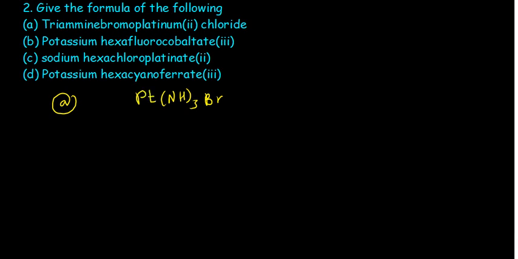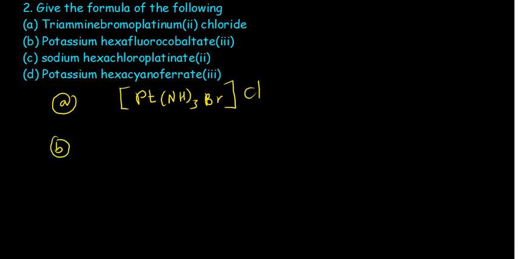And then we have got a chloride at the end. So that is going to be the name. So this chloride is symbolizing the anion in this case. So this is the name. This is the formula of that name, triamine bromoplatinum 2 chloride. Now let's look at B.